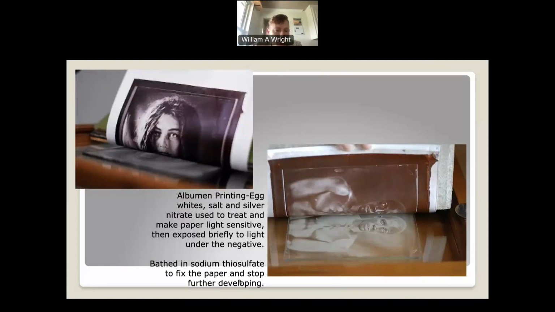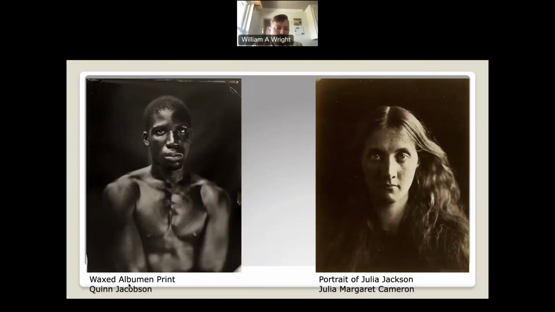So they would make the paper light sensitive. They would expose it briefly under that glass negative, and then it would basically be the proper positive copy of that image that they had originally captured as a negative on the glass, right? They would bathe it in sodium thiosulfate to fix the paper and make sure it didn't keep developing. And yeah, you basically end up with a reproducible version of your photograph, right?